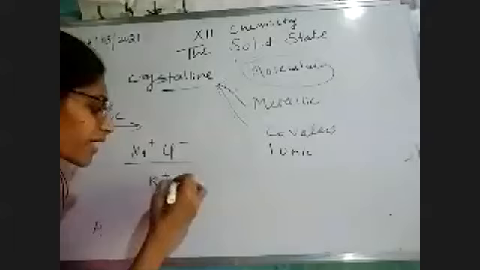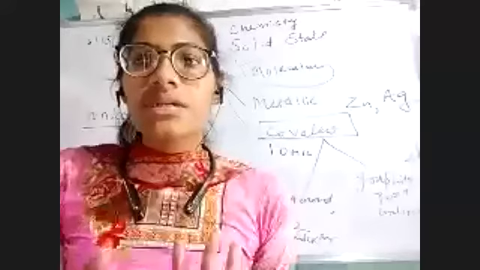Okay, so this was all about the introduction to the solid state, in which we have studied what solid means, what the different types of solids are on the basis of arrangement of particles, that is amorphous and crystalline, and the crystalline are further subdivided on the basis of chemical bonding. Okay, this was the basic introduction of solids.